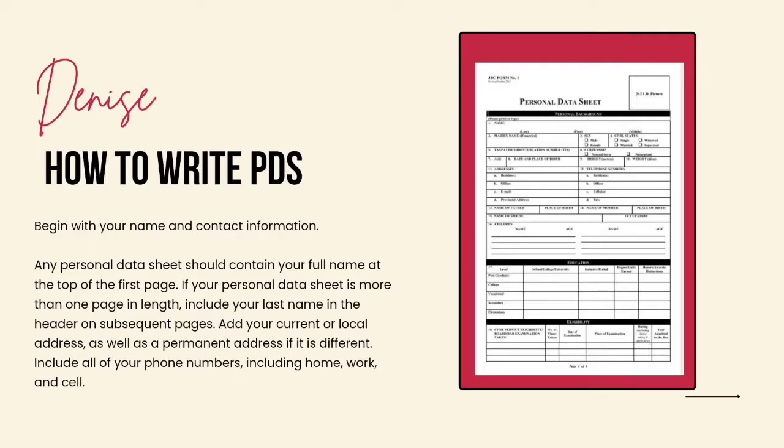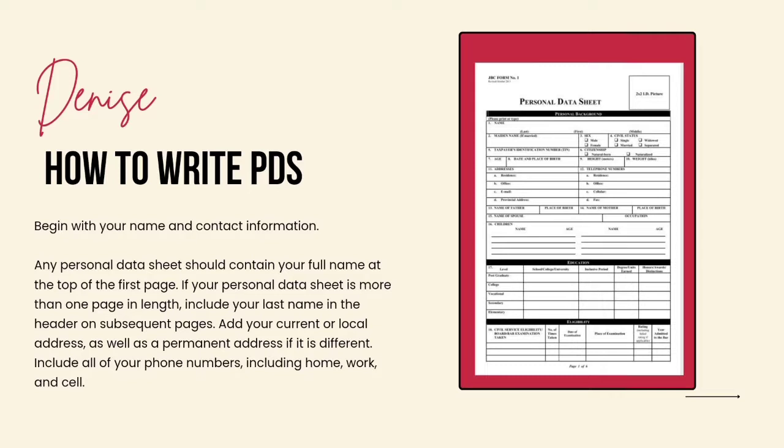Hello there guys, this is your girl Denise and now I will discuss to you how to write a personal data sheet or a PDS. So now, in doing a personal data sheet, of course you will begin with your name and your contact information. So any personal data sheet should contain your full name on the top of the first page of your personal data sheet. And for example, your PDS is more than one page, you need to put your surname on the top or upper part of the second or the subsequent pages of your PDS.